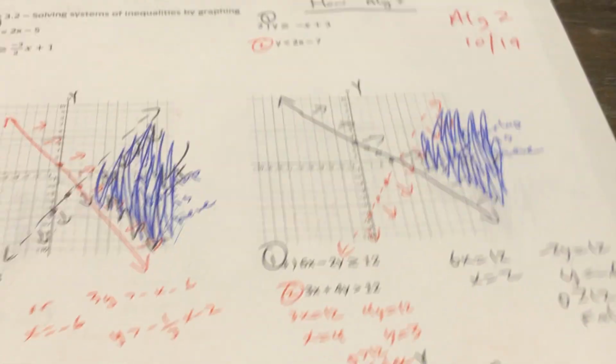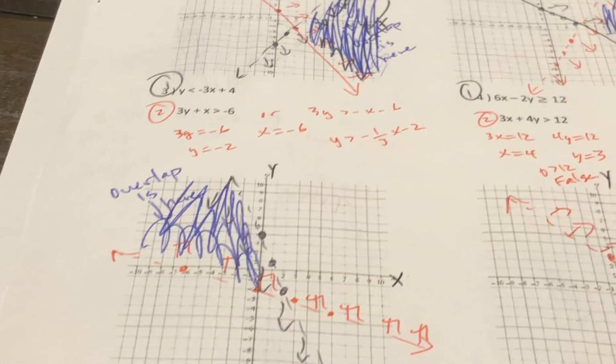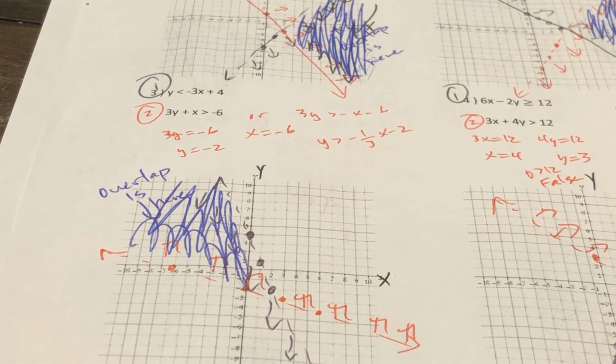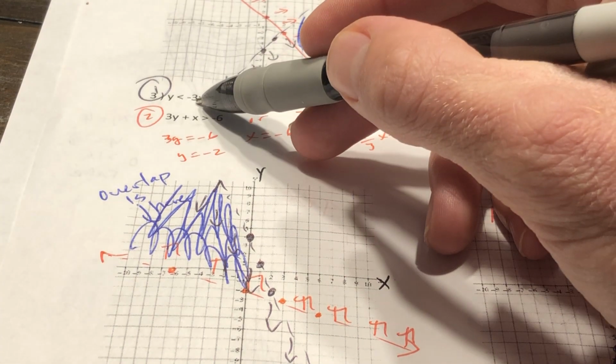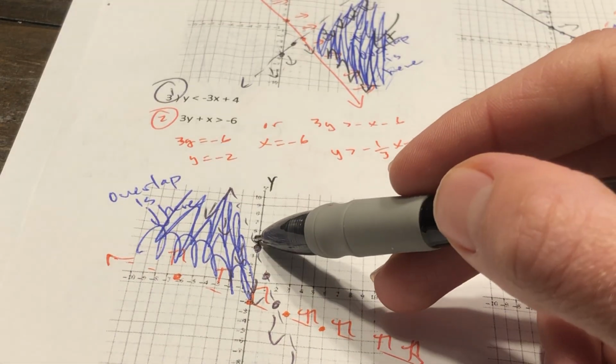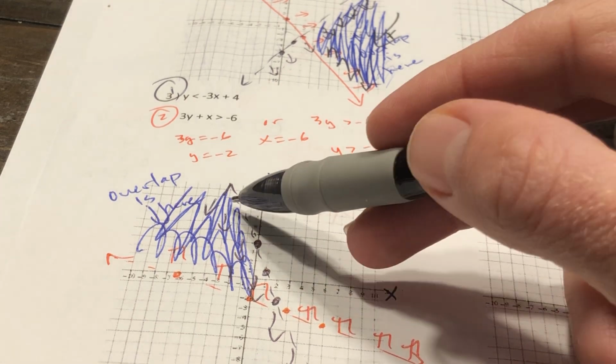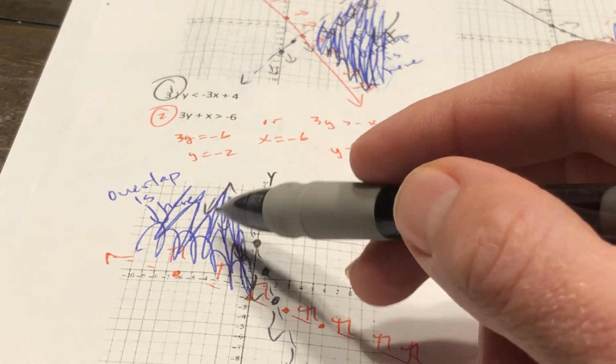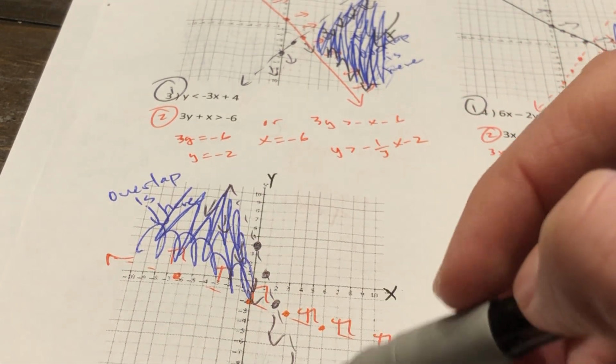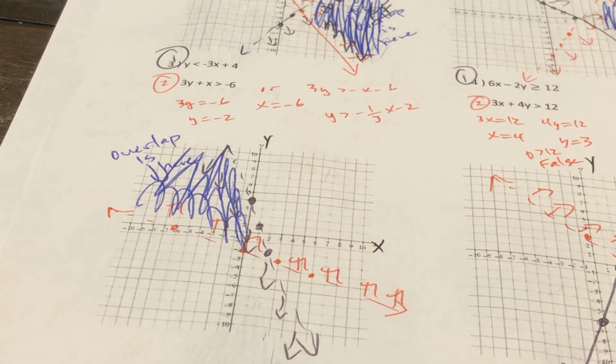All right. Less than negative 3x plus 4. Your y-intercept is 4. You're going to go down 3 over 1, down 3 over 1. Dotted line. And you're going to shade below. And the second one, you can either do the cover-up method.